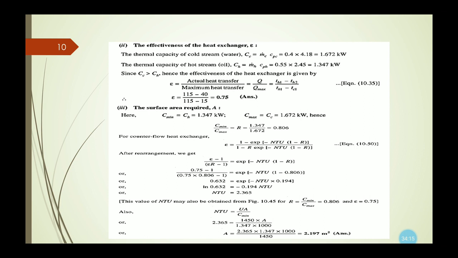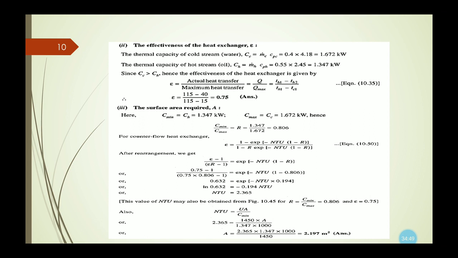Now if C min and C max are known to us, then we can calculate the value of R, which is the capacity ratio. The formula of R is C min divided by C max. The value of C min is 1.347 kilowatt, and the value of C max is 1.672 kilowatt. Putting these values in the formula of the capacity ratio, we get the value of R, or the capacity ratio, as 0.806.